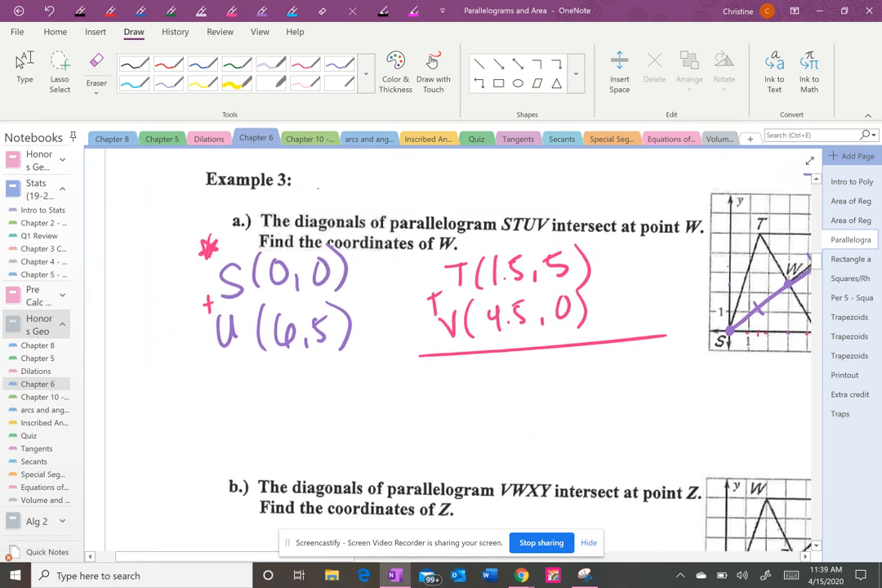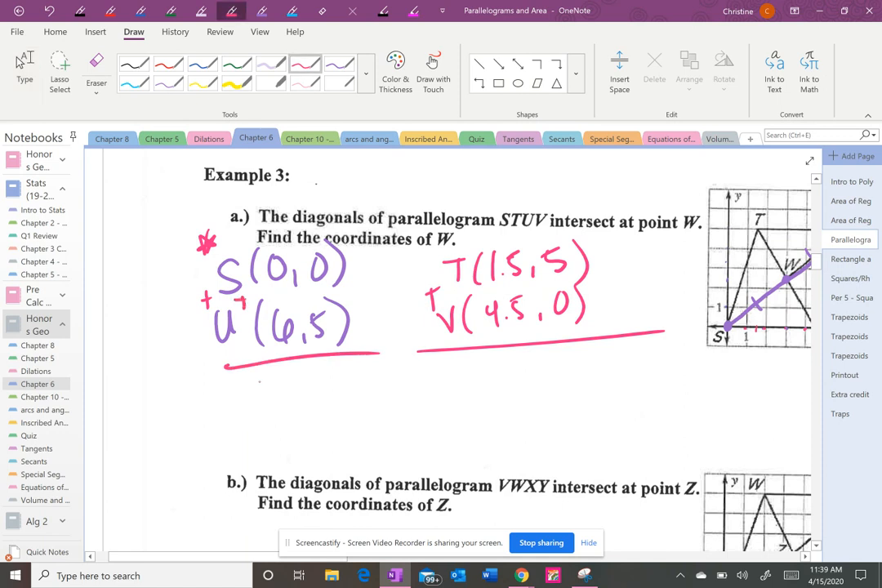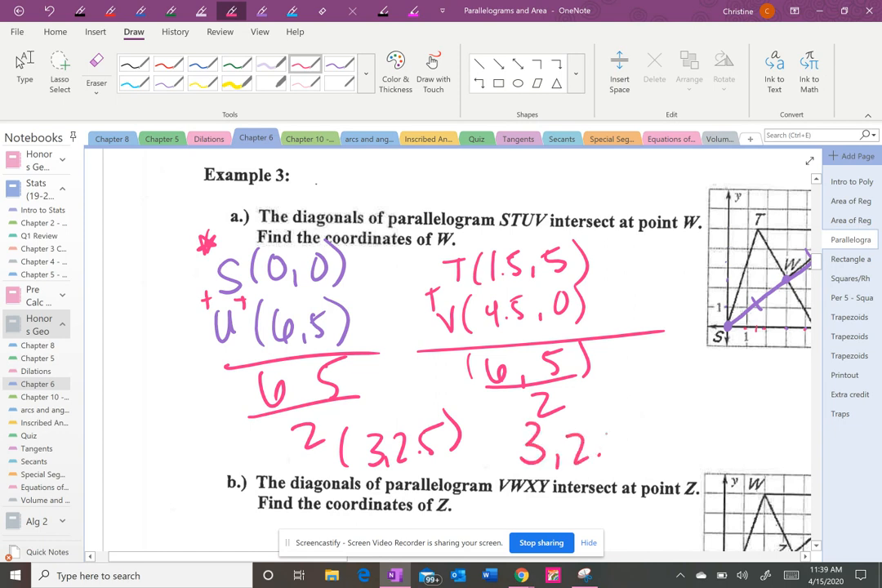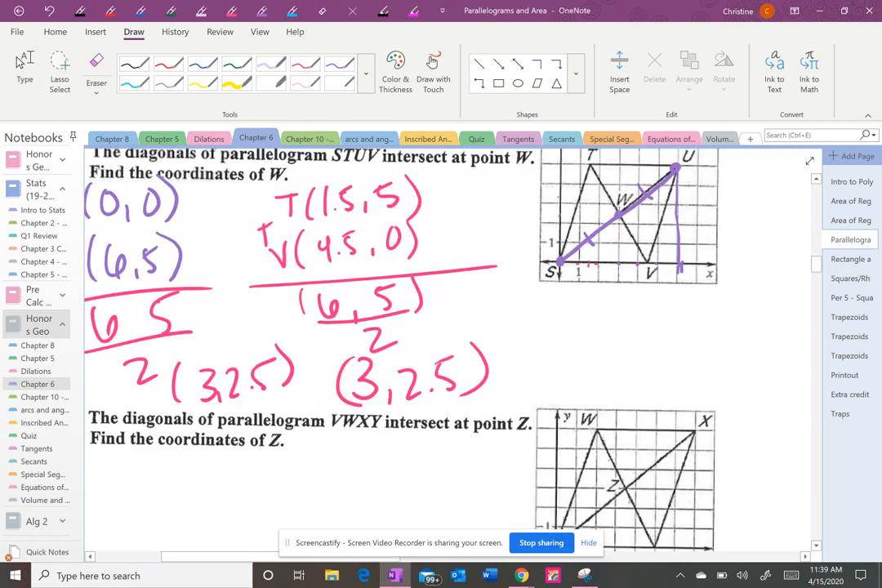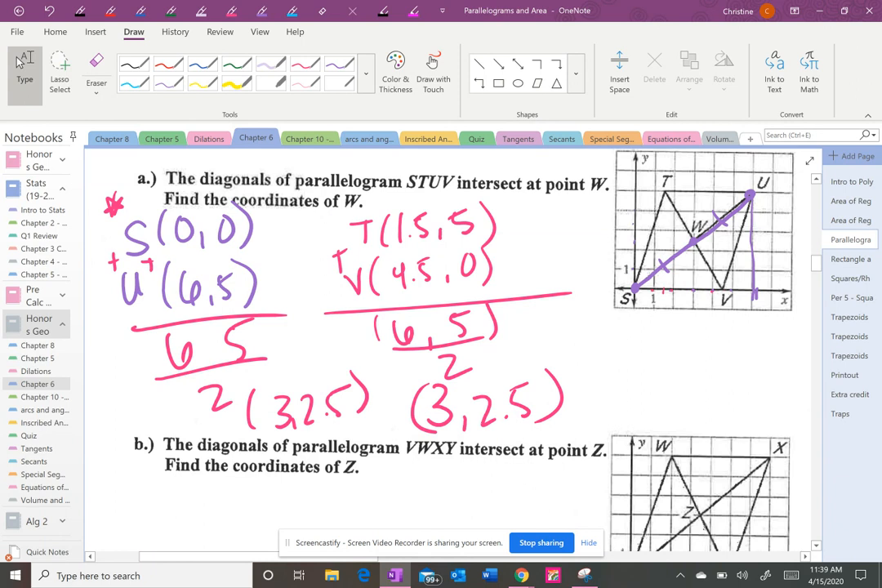But midpoint, what do you do? Add them together and divide by 2. This is 6, 5 divided by 2, 3, 2.5. Or 1.5 and 4.5 is 6, 5. Hey, look, it's the same numbers. 3, 2.5. So you do not need to do this twice. Just pick your two favorite coordinates and find the midpoint.